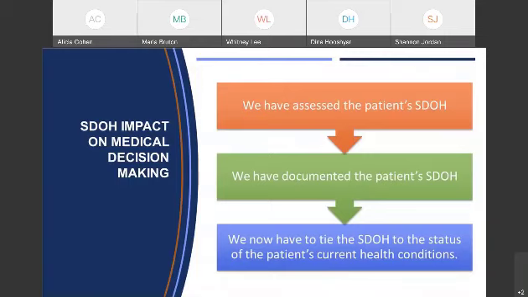So, the SDOH impact on medical decision-making: we have assessed the patient's SDOH. We have documented the patient's SDOH. We now have to tie the SDOH diagnosis to the status of the patient's current health condition.